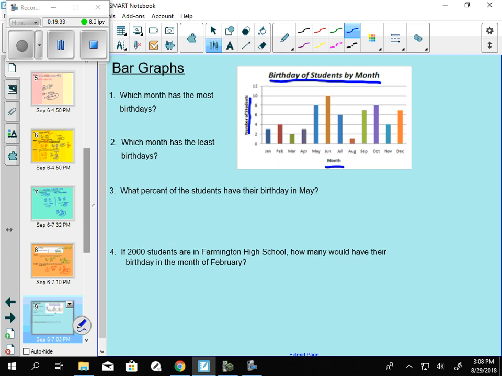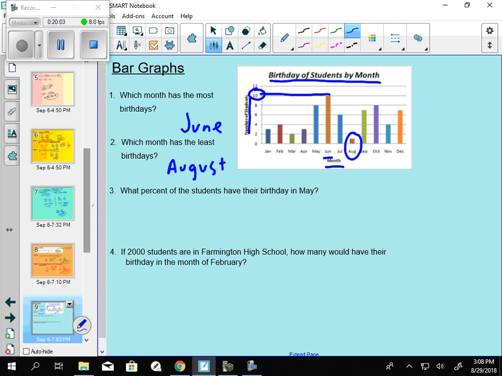So which month had the most birthdays? We probably want to look at which bar is the tallest. We can see June looks like the most. If you follow that across, you can easily see that the number right there was 10. No other month got up to 10, so that means June had the most. Which month had the least? Doing a quick check, you can see August here. So we know August.